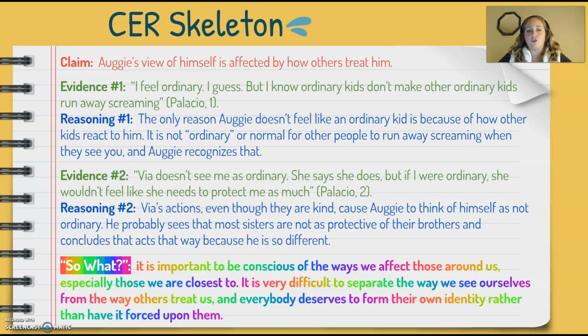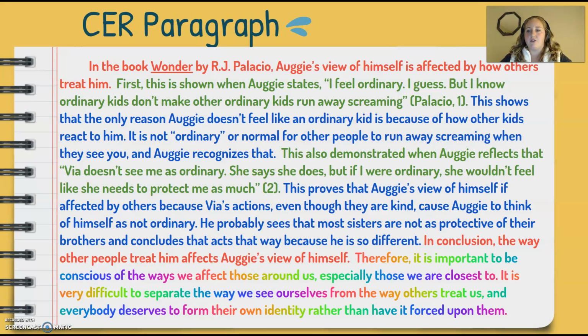The reason I showed you my skeleton is just to show you guys one strategy, as we've been talking about, for how to go about planning out your paragraph. I personally have to do this because it's really difficult for me to go straight to writing a paragraph. All right, so my claim. In the book Wonder by R.J. Palacio, Augie's view of himself is affected by how others treat him.